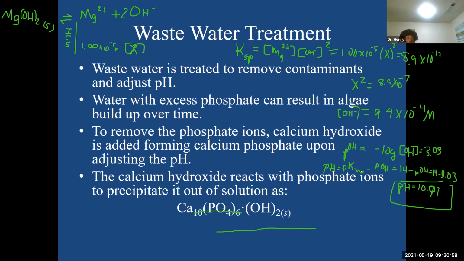Okay, and so this is just an example where we utilize that component: wastewater treatment. Wastewater is treated to remove contaminants by adjusting the pH. So we can actually pH out certain ions as a result of that. We can get rid of them because we know their characteristics are going to be insoluble. That means they're going to form that precipitate, and they're done. We're able to get them out of the system. So calcium hydroxide reacts with the potassium ion to precipitate out of solution as this. This is just an example of that.